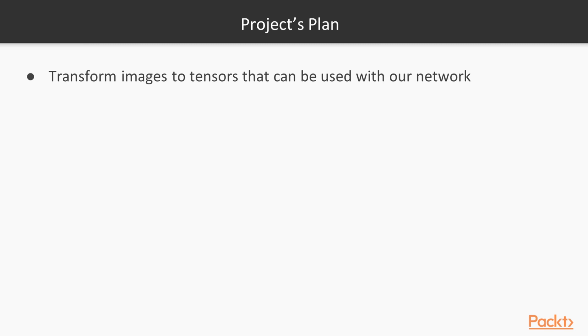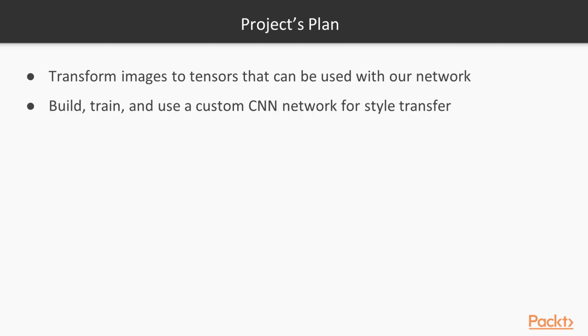So the first thing that we need to do is transform our images to tensors, which are special arrays that we can use with PyTorch. And this is the first thing that we need to do. Then after that, we need to build, train, and use a custom convolutional neural network for style transfer. And just keep in mind that we'll be using a pre-trained convolutional neural network, just like our AlexNet network from section 2, but we'll use it slightly differently.